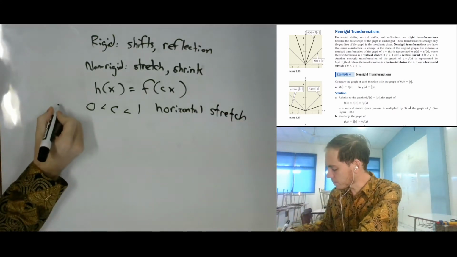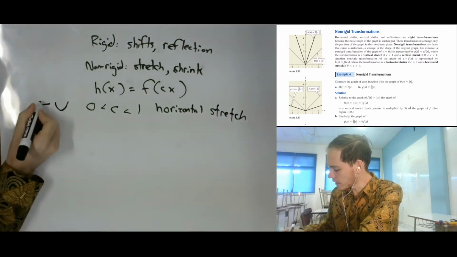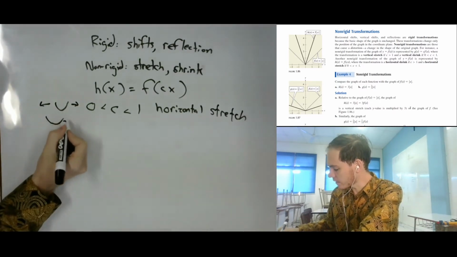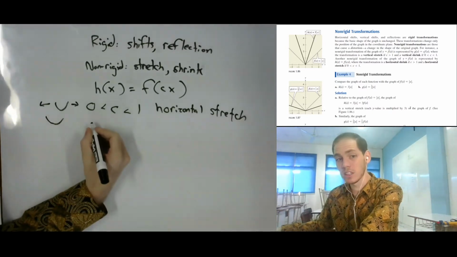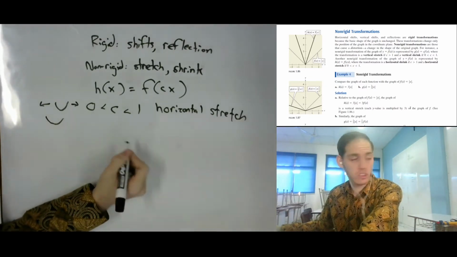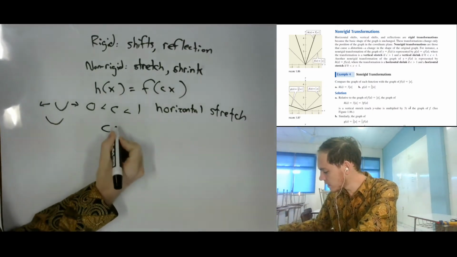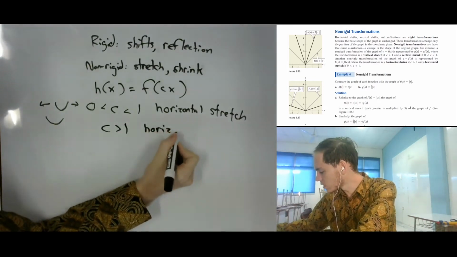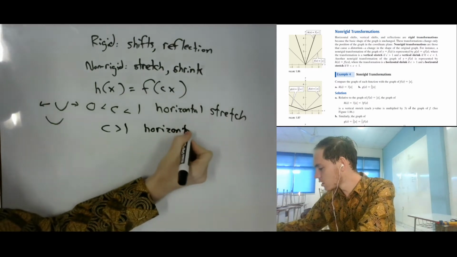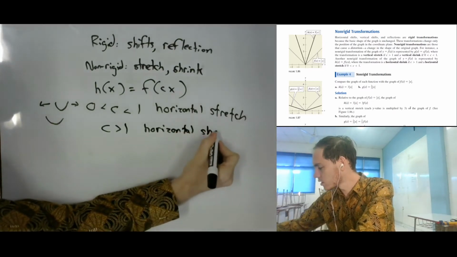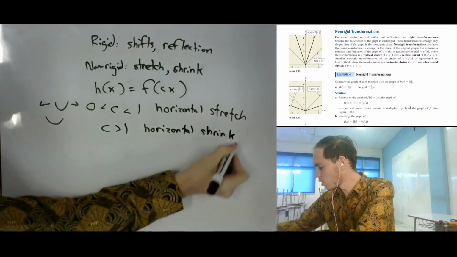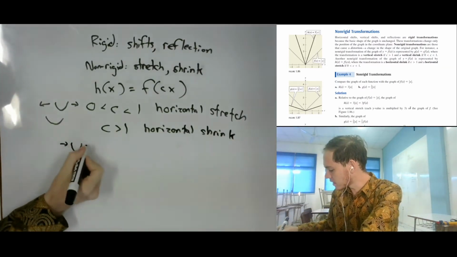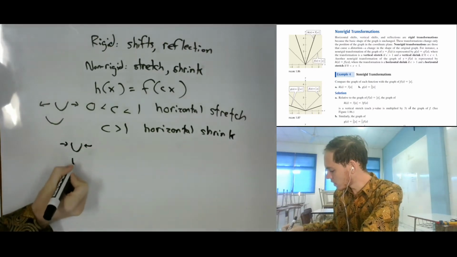This would be like someone pulling it out this direction so that it would get wider, okay? So if you notice, it looks kind of similar. Stretching it. If c is greater than 1, you have a horizontal shrink. Okay? Horizontal shrink. So you have this, and someone presses in on it, okay? Which then it gets thinner.